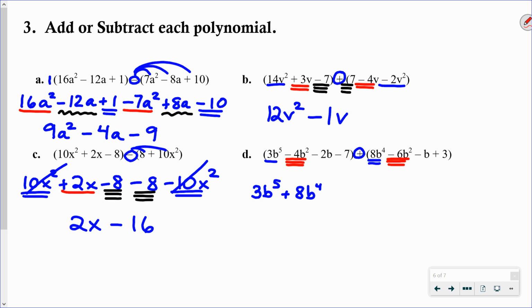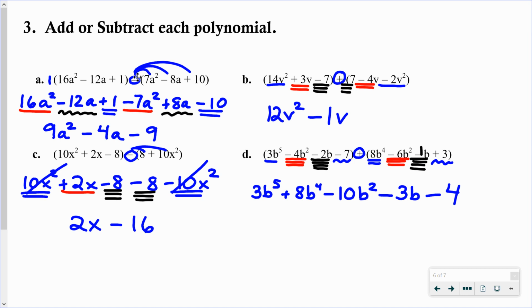Now let's look at b to the 2nd. Finally, I've got something I can do here. A negative 4b to the 2nd and a negative 6b to the 2nd combines to negative 10b to the 2nd. Now we can look at the b's. You can put your invisible 1 in there. A negative 2b and a negative 1b is a negative 3b. And then finally, we have our constants, negative 7 and positive 3 leaves us with a negative 4.